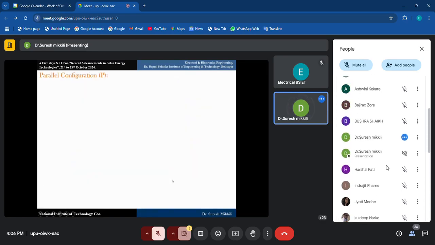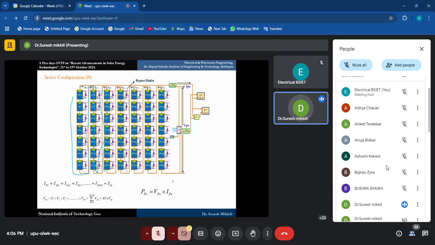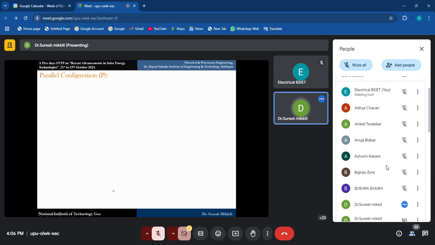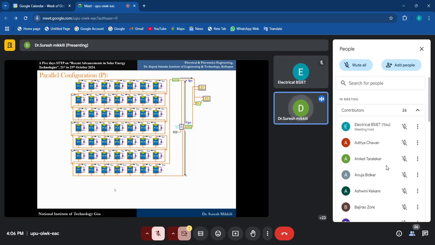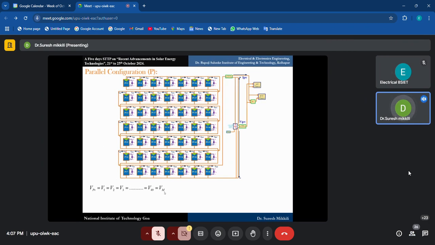Now we will see the parallel configuration. Here we are getting 49 times Vm times Im. Now in the parallel configuration, you know very well, the voltage will be the same. All the modules are connected in parallel. If all the modules are connected in parallel, what will happen? The voltage VP will be equal to the voltage of a single module. It is a low voltage application.